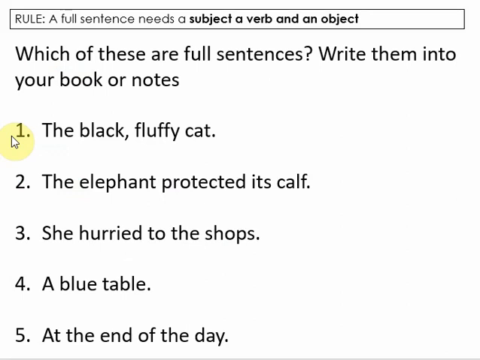Okay, so what I'd like you to do now is have a look at these 5 sentences or fragments. I'd like you to identify which are the full sentences, which are the ones that have a subject, a verb, and an object. I'll just read all 5 to you, and you can pause the video and have a go. Number 1, the black fluffy cat. Number 2, the elephant protected its calf. Number 3, she hurried to the shops. Number 4, a blue table. Number 5, at the end of the day. Now pause the video and write down only the ones that you think are full sentences, with a subject, a verb, and an object.